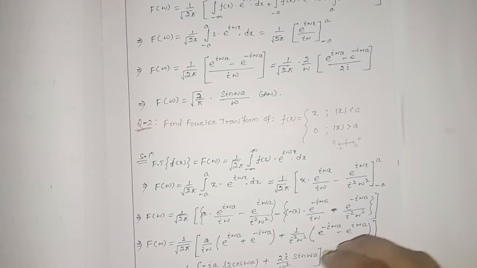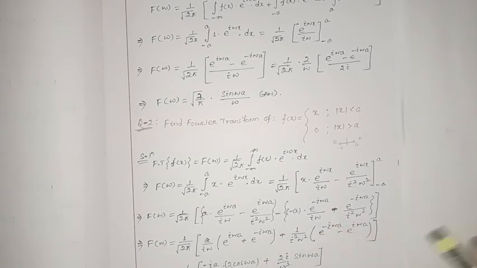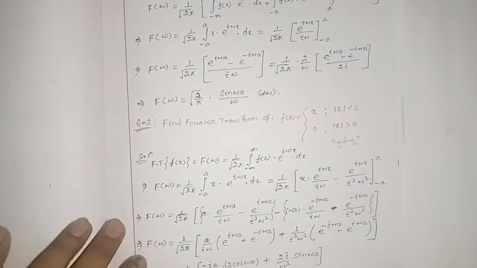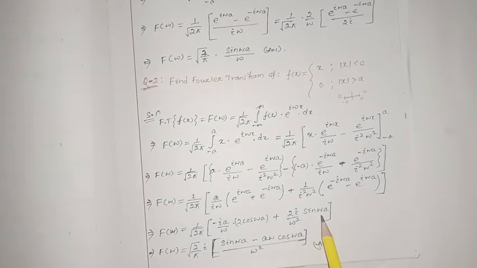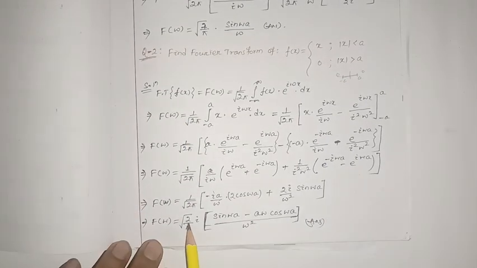Okay, I just removed one step, you just consider that one. So this will be 2i sin omega a by omega square. So finally we can find the answer: F of omega, or the Fourier transform of f(x), will be equal to 2 by pi.